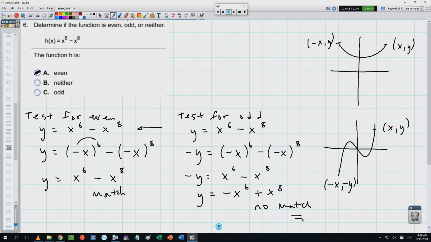And a function is neither if it's not odd or not even. X-axis symmetry is not a function.